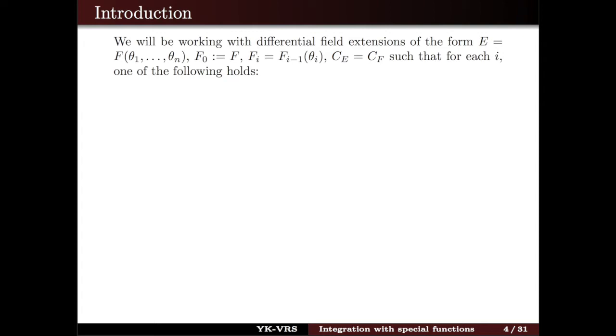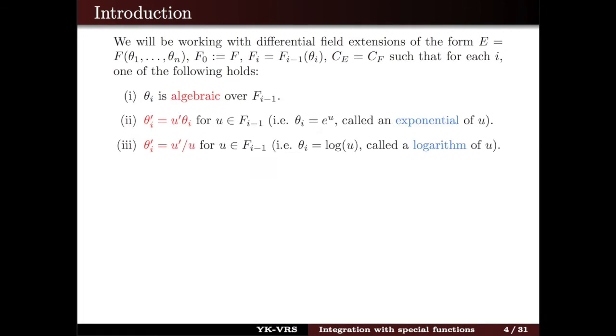So what we will be working with in this talk is a field E that is going to be a tower, gotten by adjoining n elements, theta 1 up to theta n, all in E, and it will satisfy certain conditions. I'm combining the first three for obvious reasons. So theta i is algebraic, or it is an exponential, or it is a logarithm. When these three things happen, such a field extension is called an elementary field extension.